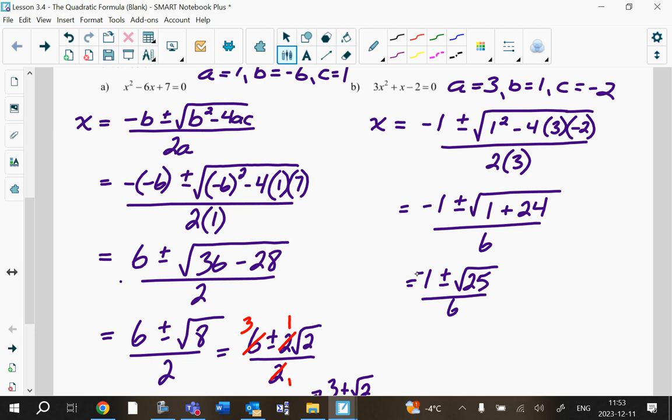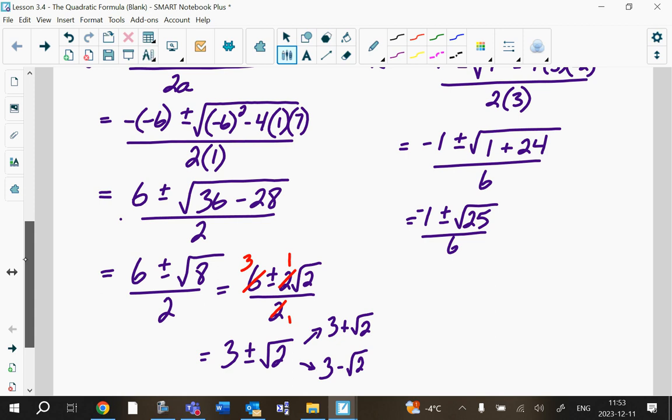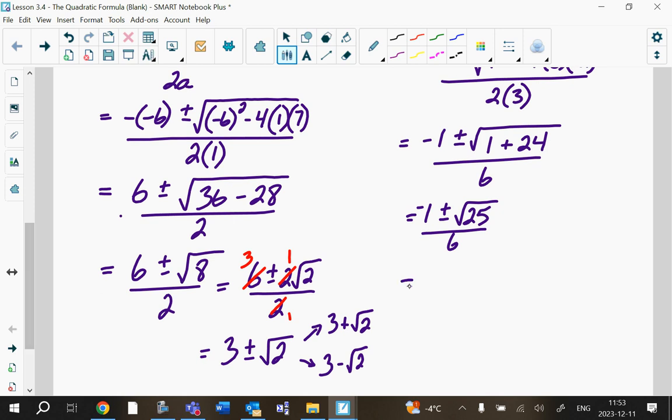Can I keep going? What's the square root of 25? It's 5 exactly. So I get negative 1 plus or minus 5 over 6. So that means I can keep going. Remember, I've got two answers here. Negative 1 plus 5 divided by 6, and negative 1 minus 5 divided by 6.